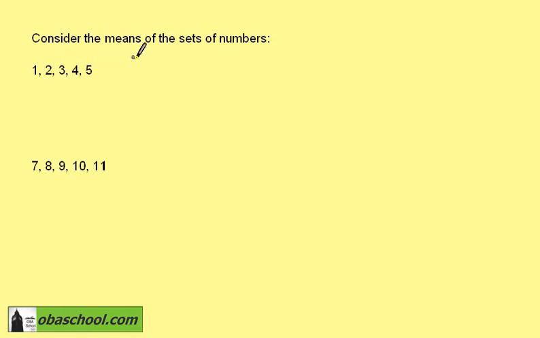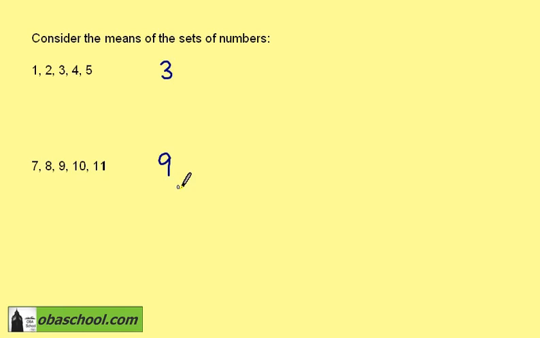Consider the means of the sets of numbers shown below. We have 1 to 5 here, and 7 to 11 here. Clearly the mean for the first set is 3, and the mean for the second set is 9.